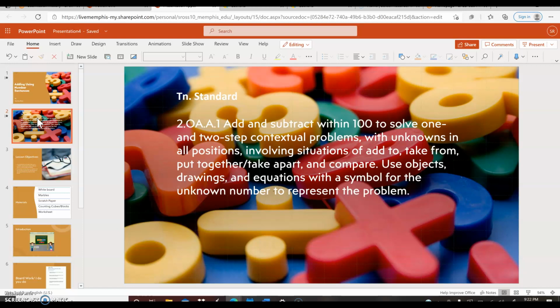All right, the Tennessee Standard 20AA1: add and subtract within 100 to solve one and two-step contextual problems with unknowns in all positions, involving situations of add to, take from, put together, take apart, and compare. Use objects, drawings, and equations with a symbol for the unknown number to represent the problem.